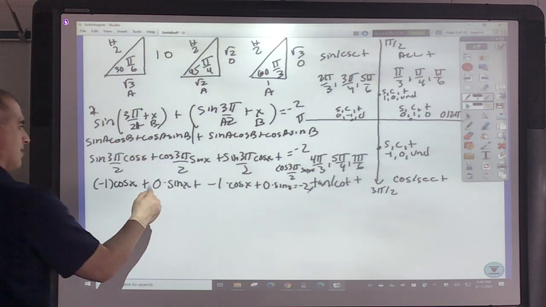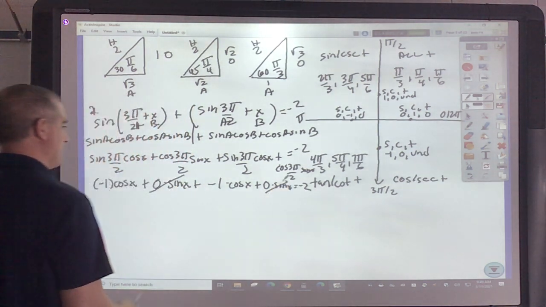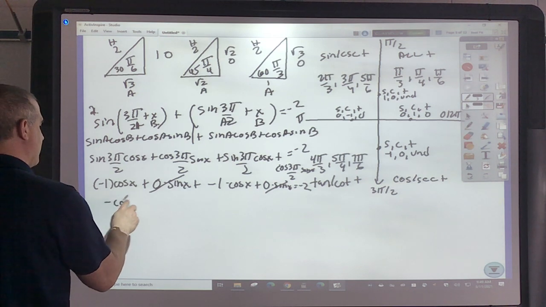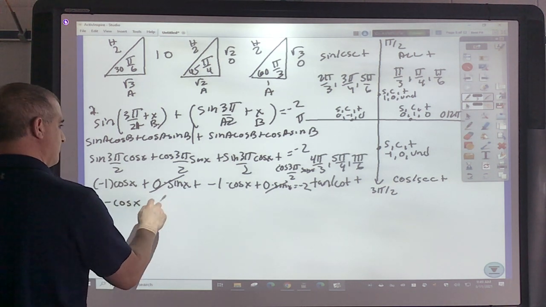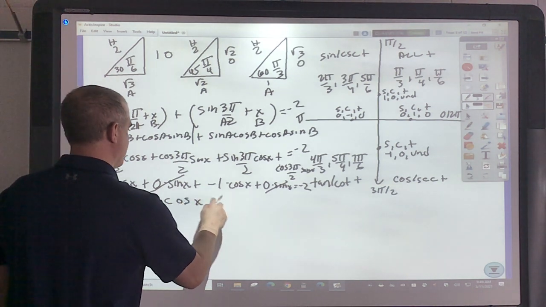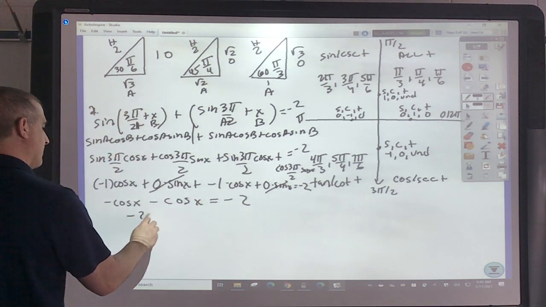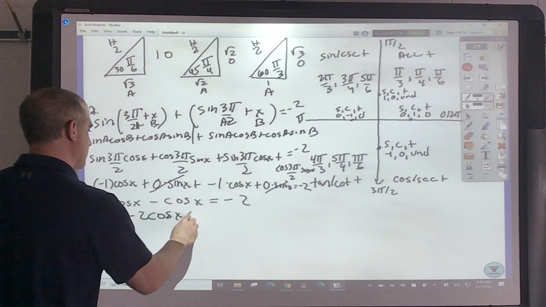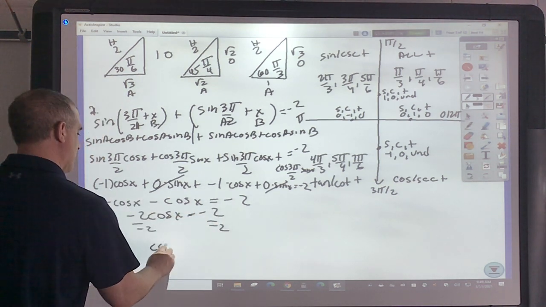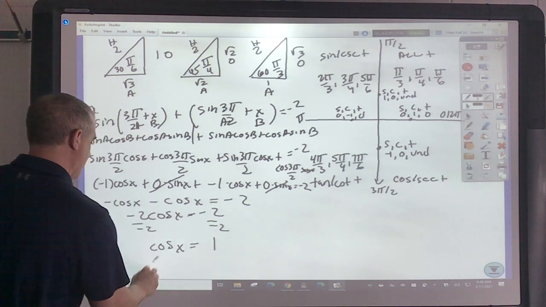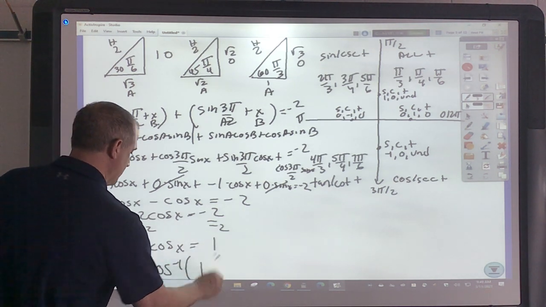All right, well, the 0 stuff's going to go away, all right? So I got negative cosine of x, minus cosine of x equals -2, okay? So that's -2 cosine of x equaling -2. I can divide by -2 on both sides, so I got cosine x equaling 1. So I got to find out where the cosine of x equals 1.